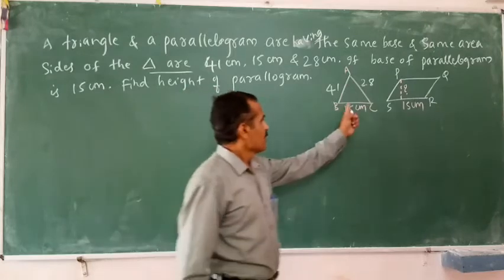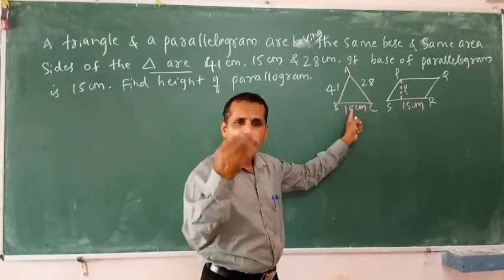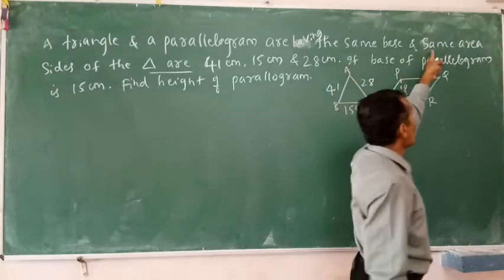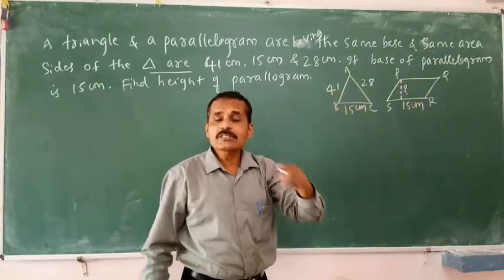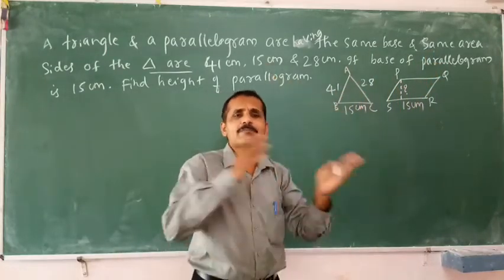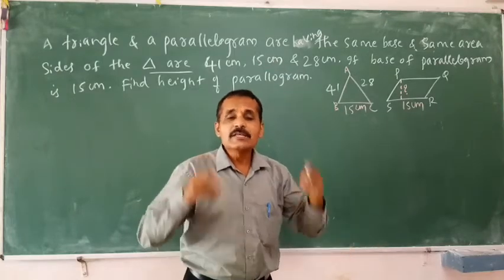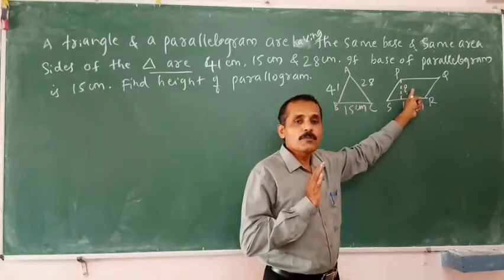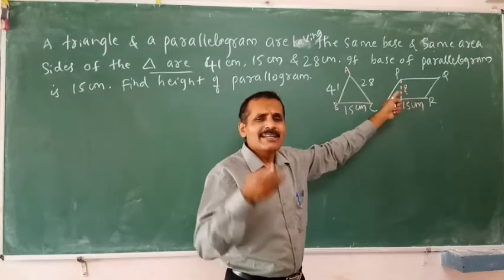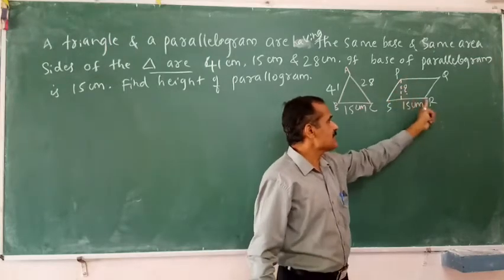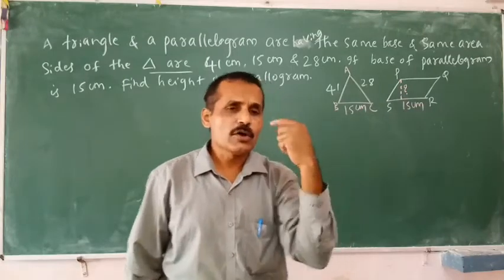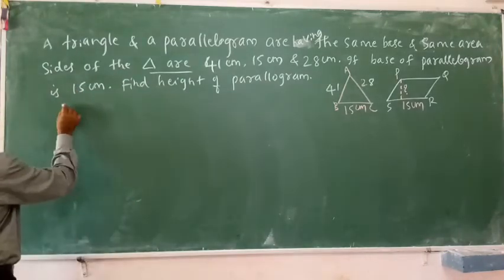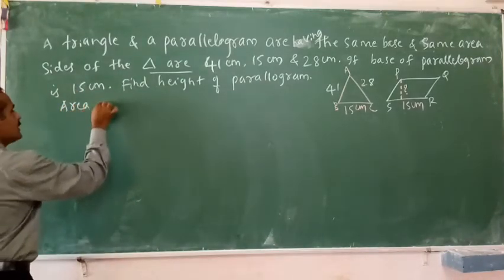Problem is simple. Find the area of the triangle using the Heron formula. Whatever area you get, that is the area of the parallelogram also, because they have the same base and same area. You know the formula for the area of a parallelogram is base into height. Area is known, base is known, height you can find. Those who have understood, start solving. Others, look at it.